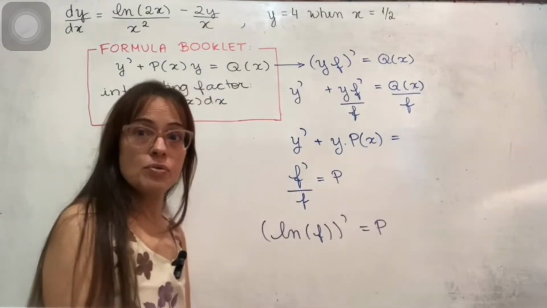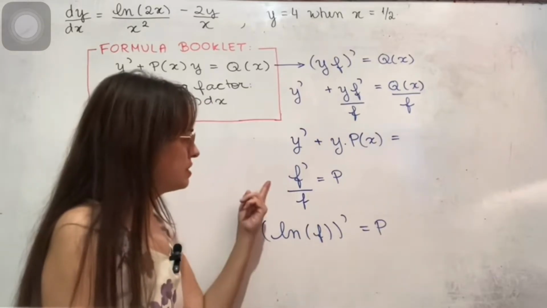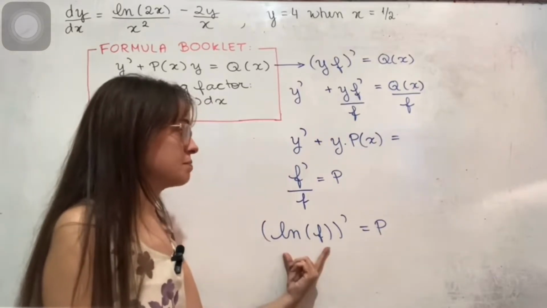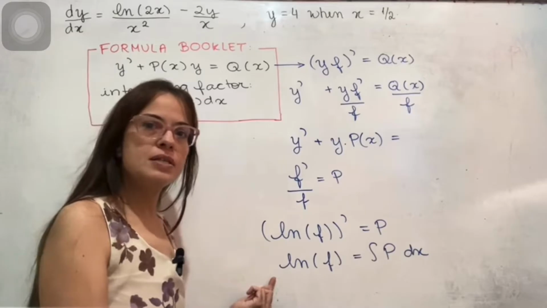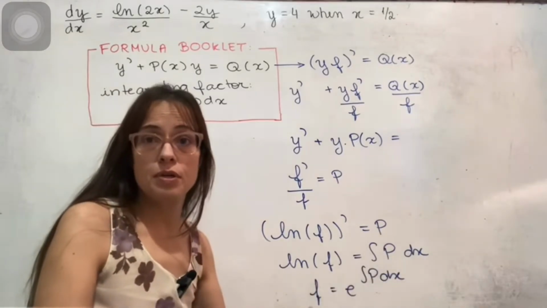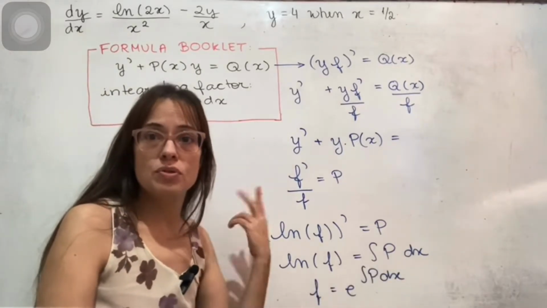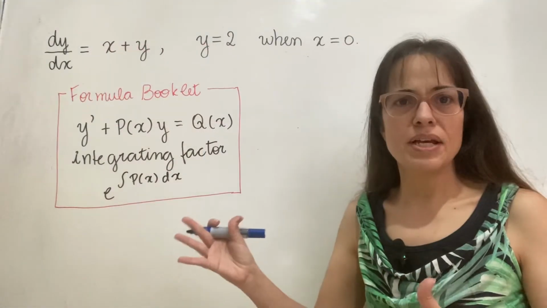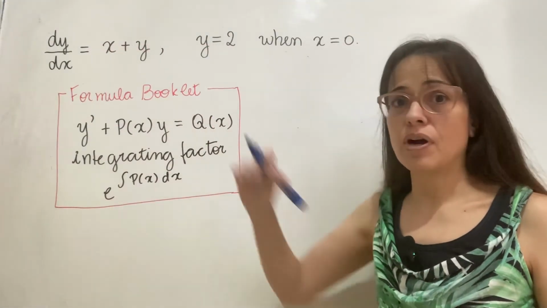And then if you think about the chain rule, this is the derivative of this. So then you integrate both sides, and then putting both sides in the exponent of e gives you the thing that is in the formula booklet. Today I'm just going to use this to solve our equation.